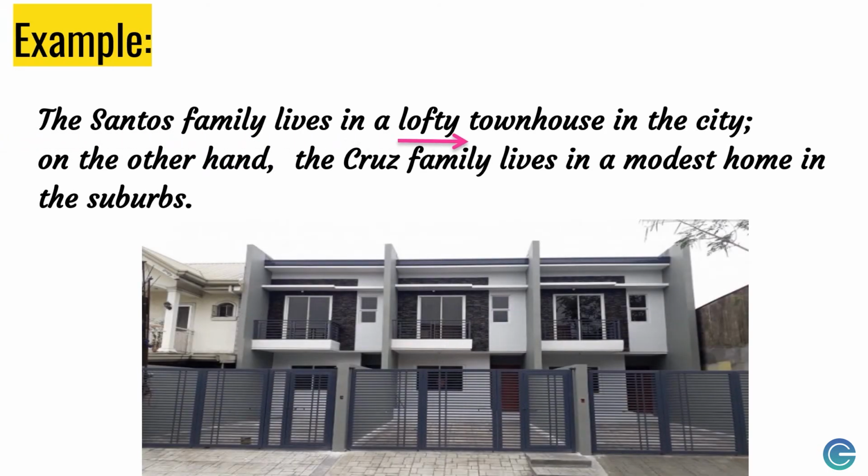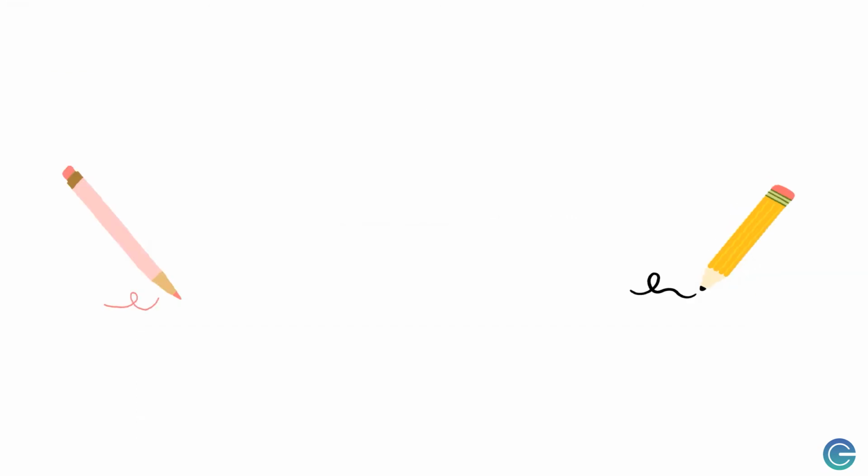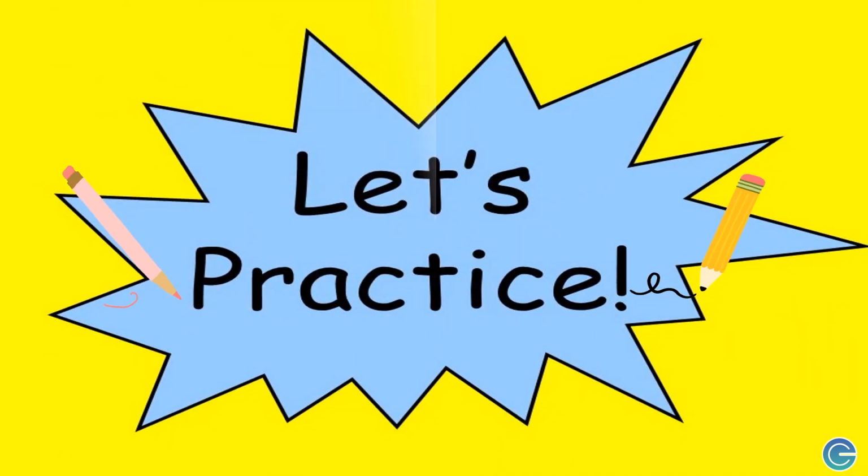Let's take a look at the example. The Santos family lives in a lofty townhouse in the city. On the other hand, the Cruz family lives in a modest home in the suburbs. So those are our context clues for today.